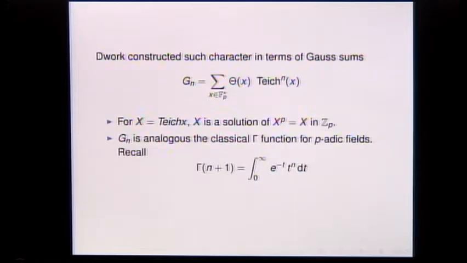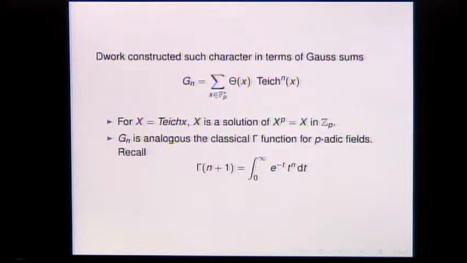And this object is a Teichmüller representative of x for each x here. If you don't know what this is, it's just: if x is in F_p, and I call capital X the Teichmüller of x, then X is a solution of this equation in Z_p, where Z_p are the p-adic integers.